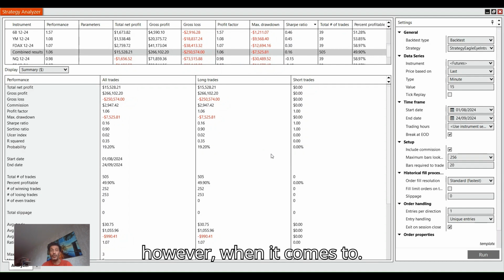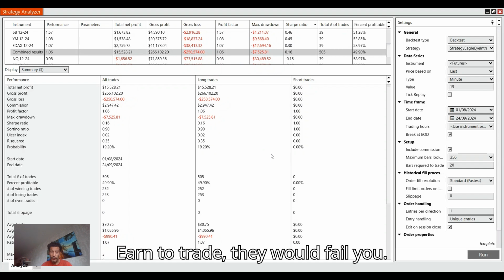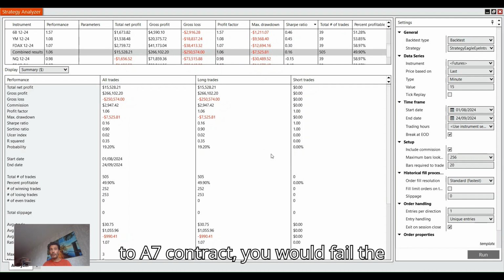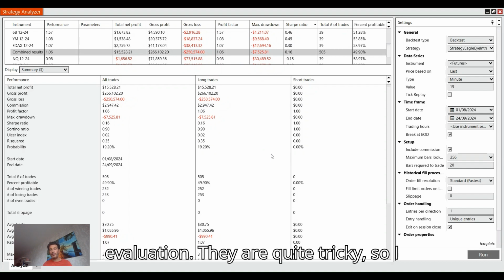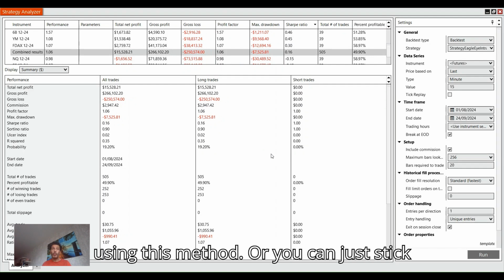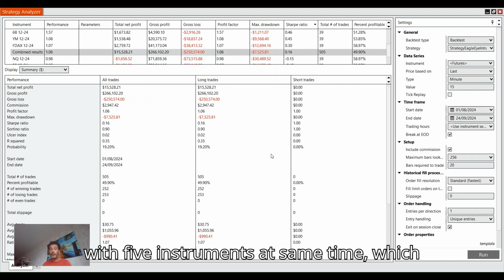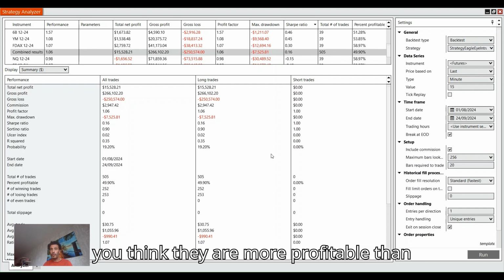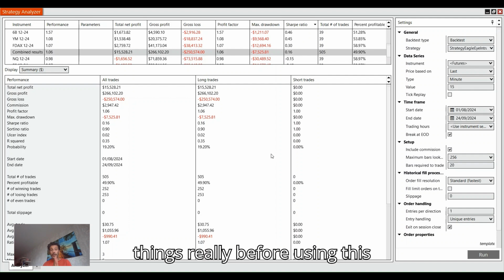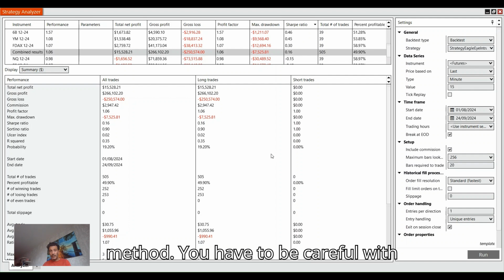However, when it comes to Earn to Trade, they would fail you. If they allow you six contracts and you go to seven contracts, you would fail the evaluation. They are quite tricky, so I don't recommend using them if you're using this method. Or you can just stick with five instruments at the same time, which you think are more profitable than others. But this is one of the things you have to be careful with before using this method.